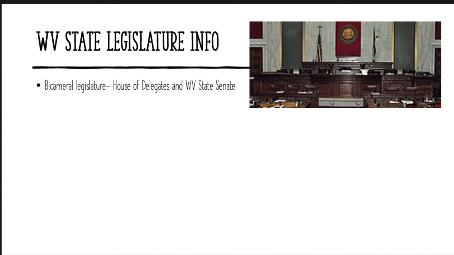If you say that the West Virginia State Legislature is bicameral and it's the House of Representatives and the West Virginia State Senate, that's wrong. It's not called the House of Representatives. It's called the House of Delegates. And our Capitol building is structured very similar to the United States Capitol building. Have you guys ever seen the Capitol in Charleston? Anybody ever seen the Capitol in Washington? They look kind of similar.